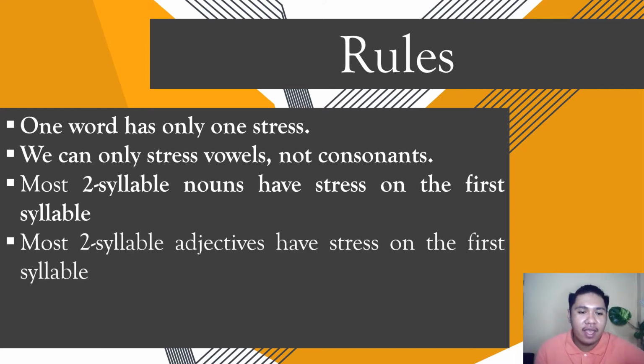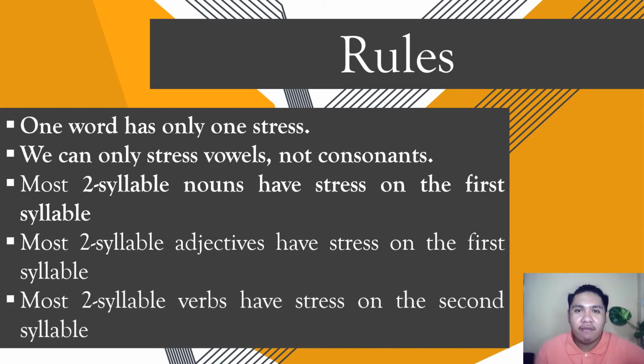Second, most two-syllable adjectives have stress on the first syllable. For instance, snappy. It's actually pronounced as SNAPpy, not snapPY. Next, most two-syllable verbs have stress on the second syllable. For instance, the word present. If you want to use the word present as a verb, then you pronounce it as preSENT, not PREsent. Another is reCORD, not REcord.